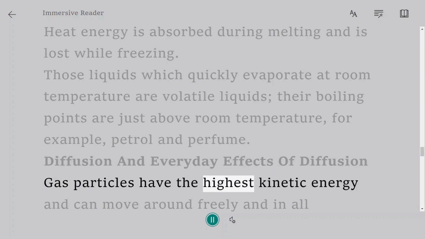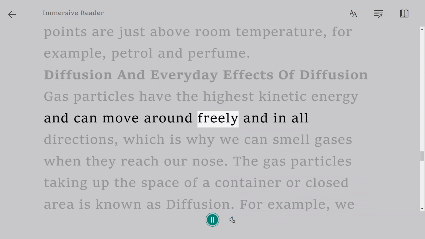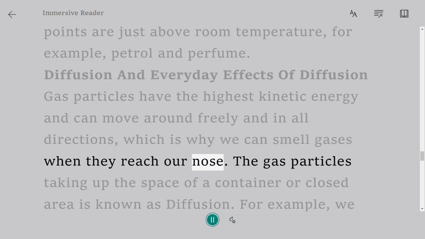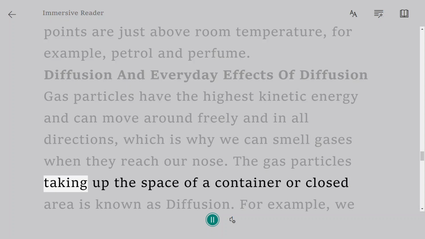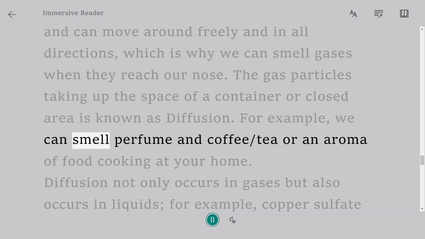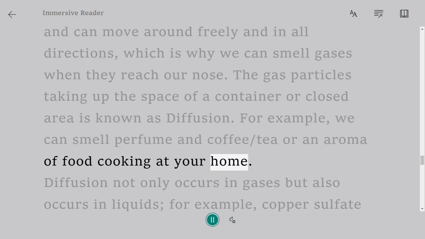Diffusion and everyday effects of diffusion. Gas particles have the highest kinetic energy and can move around freely and in all directions, which is why we can smell gases when they reach our nose. The gas particles spreading to take up the space of a container or closed area is known as diffusion. For example, we can smell perfume or the aroma of food cooking at home.